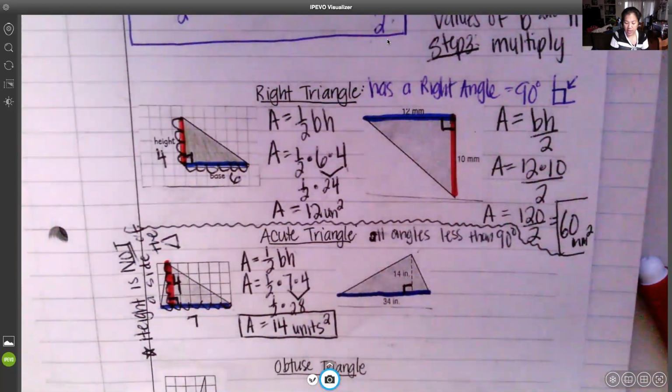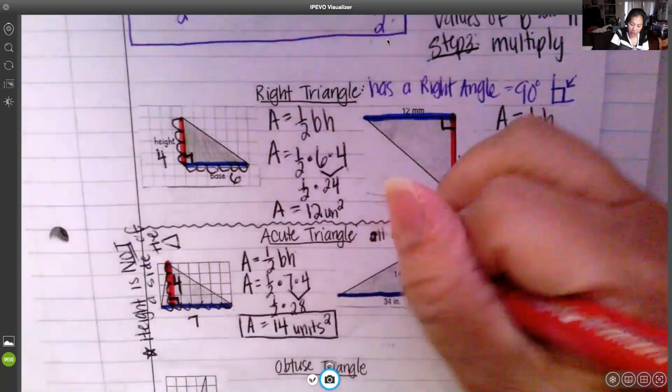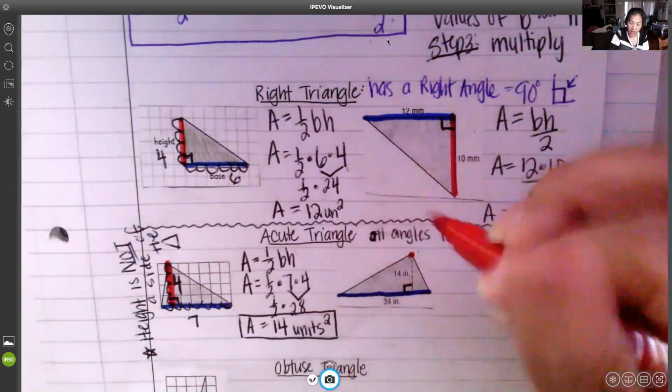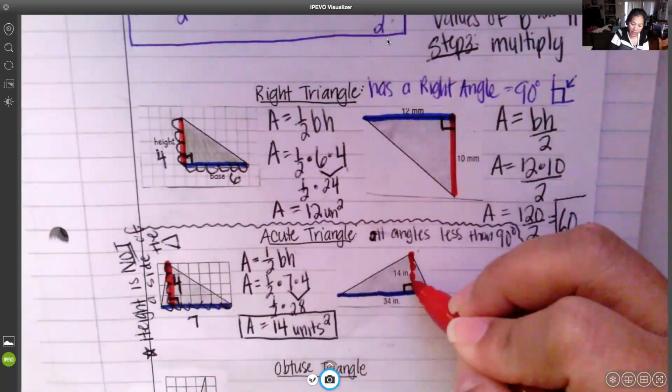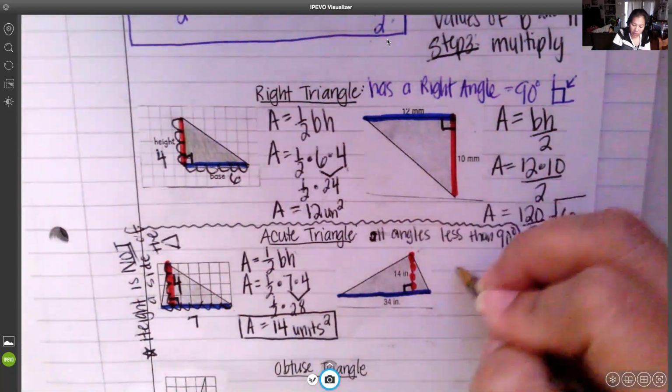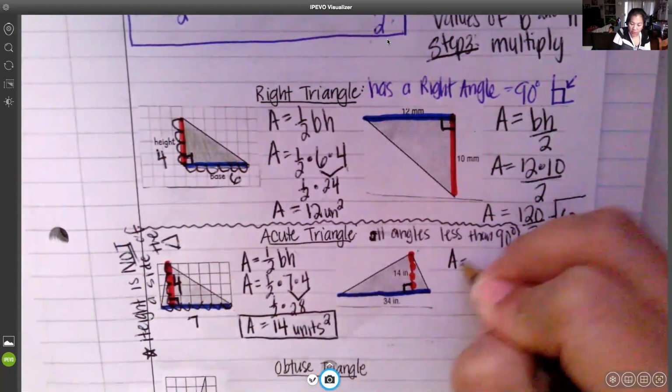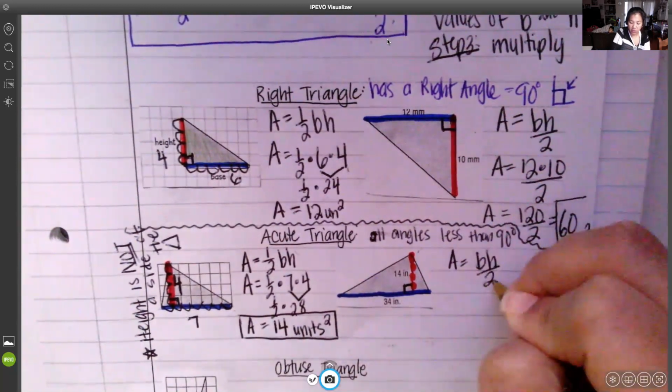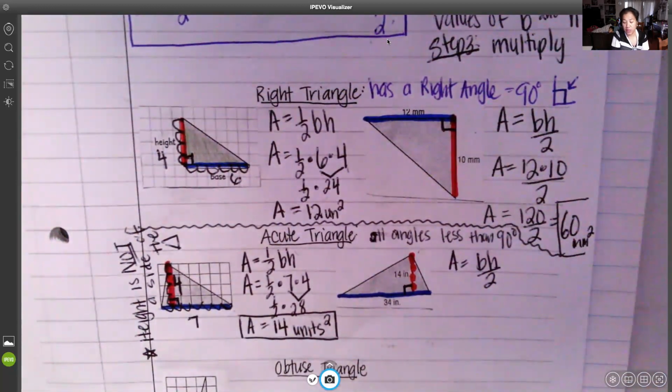Okay, and again, the highest angle in this triangle is up here. You see there's no other angle. And then we drop down the height. And the height is 14 inches. And there we go. We have our base and our height together. They make that right angle. So this time I'll use the other formula. So base times height divided by 2. Remember, we have to write the formula.